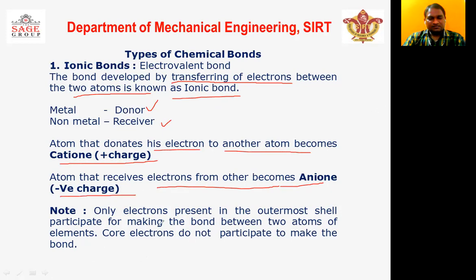One important note: only electrons present in the outermost shell participate in making the bond between two atoms of elements. This is very important. The electrons available in the outermost shell of the atom will participate to make the bond between the atoms. Core electrons do not participate in making the bond.